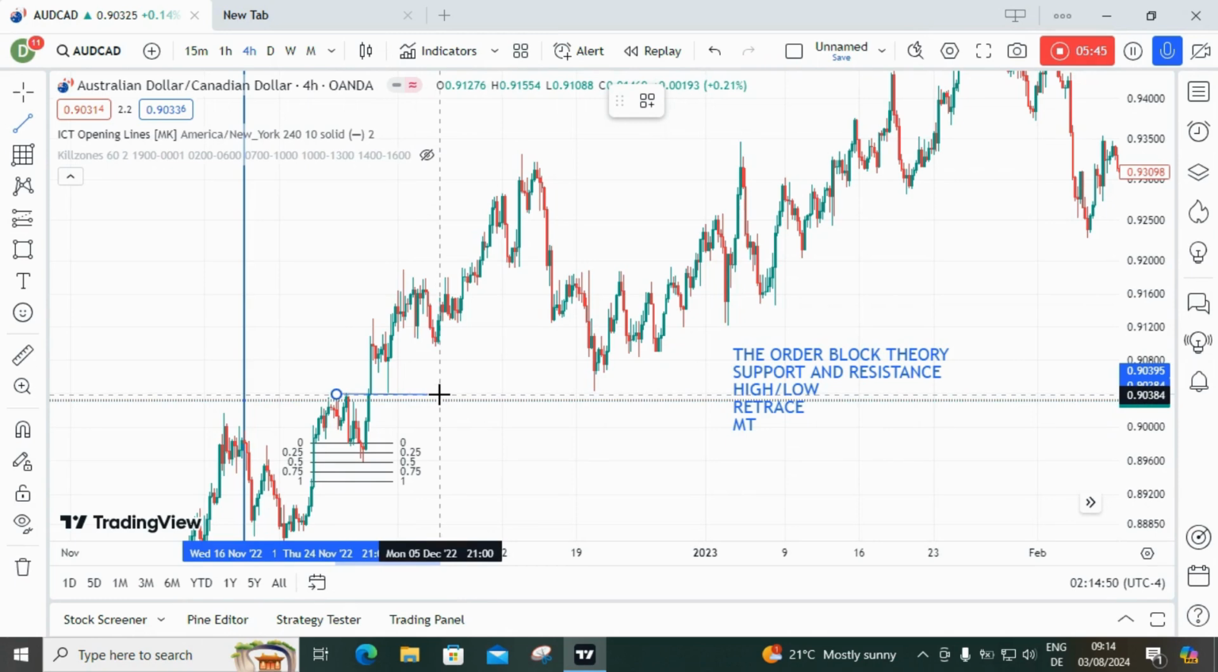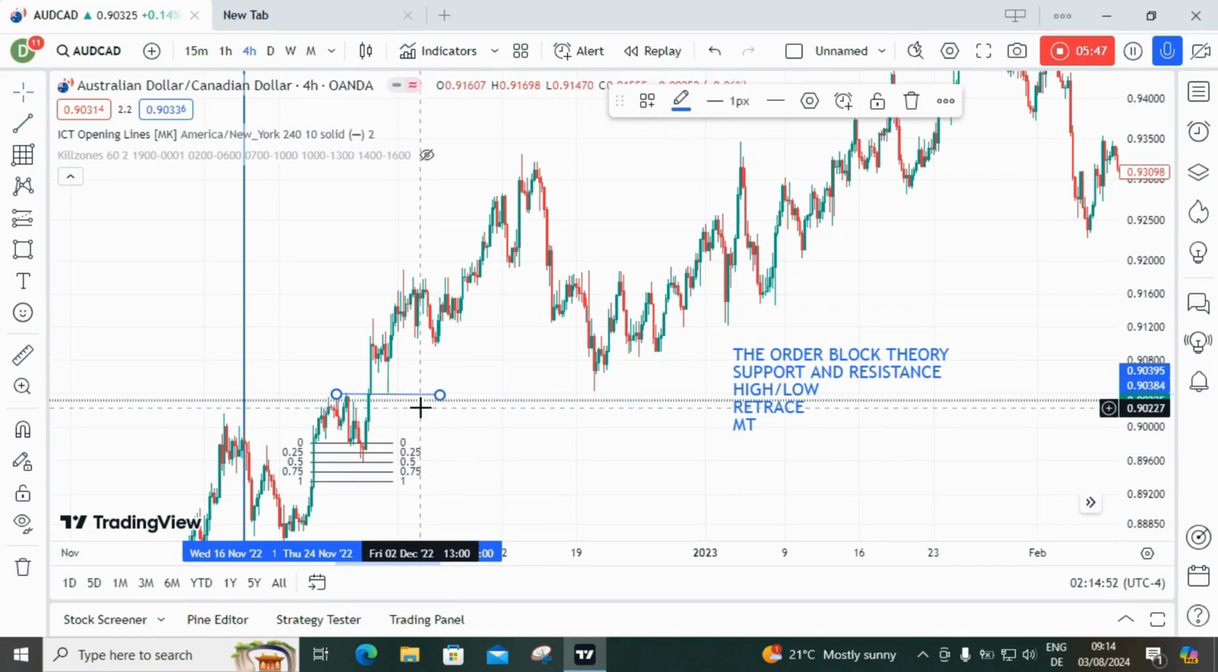So it has broken these highs. Wonderful. We are still looking at our criteria. What else do we really have to wait for? We have to wait for another retracement. So price is now retracing to where? Retracing back into our broken high.